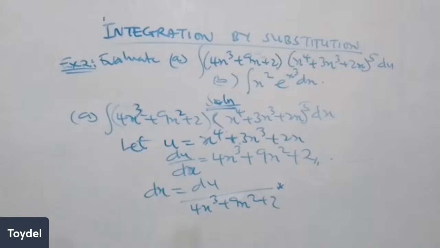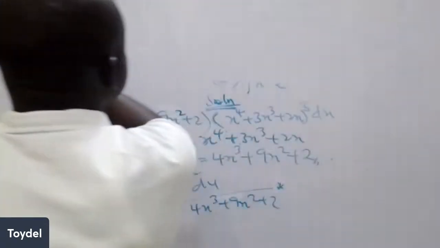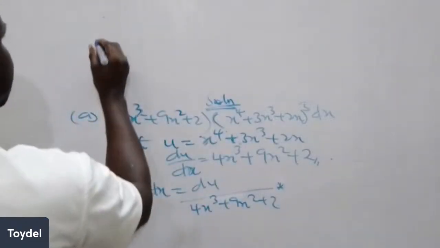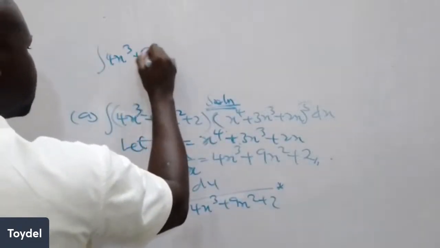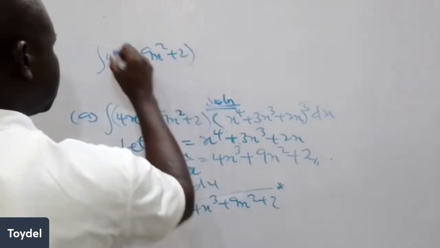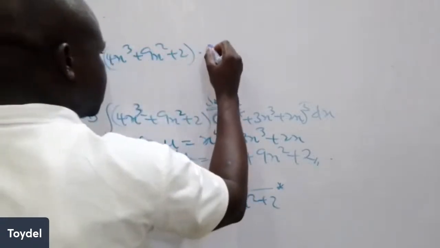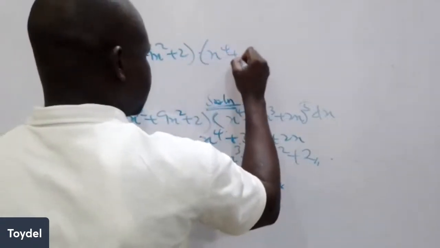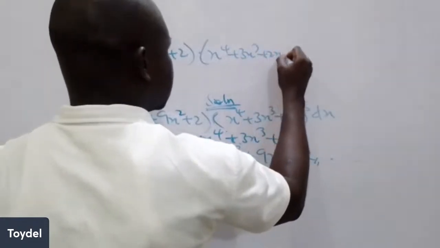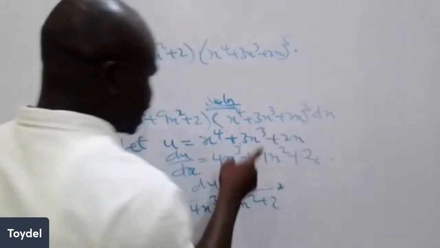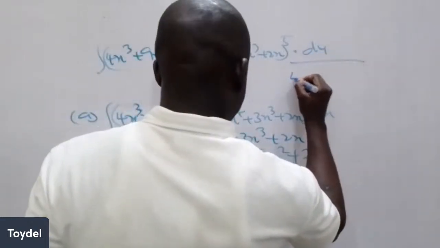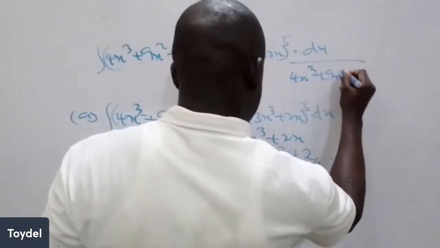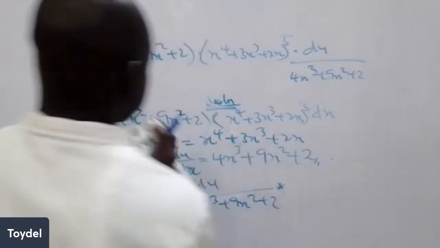That is the next step that we're about to do now. So if I substitute back, what am I going to get? Let's look at it together. So if I write the question, I say integral 4s cubed plus 9x squared plus 2 multiply by s squared plus 3s cubed plus 2x, everything raised by 5. Multiply by, instead of dx now, I'll change it to du all over 4s cubed plus 9s squared plus 2. That is what I'm going to have.